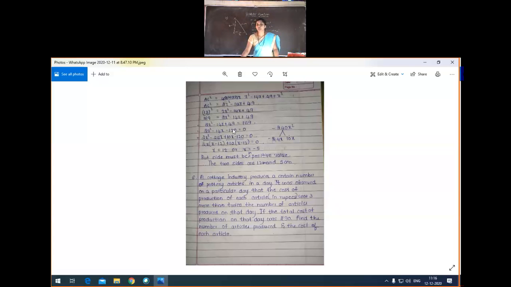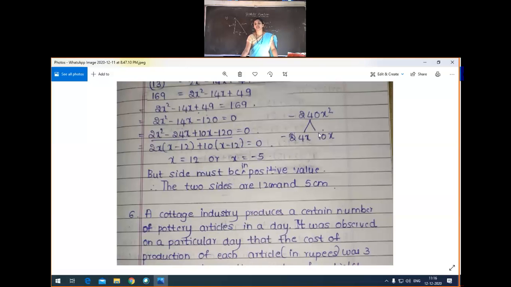2x square into minus 120 is minus 240x square. Then you have to split minus 14x, so that is 24 into 10. 24 tens are 240. So minus 24x plus 10x, which is equal to minus 14x, and the product is minus 240x square. So here 2x is common, then (x minus 12) plus 10 is common, (x minus 12) is equal to 0. Therefore, x is equal to 12 or x is equal to minus 5.